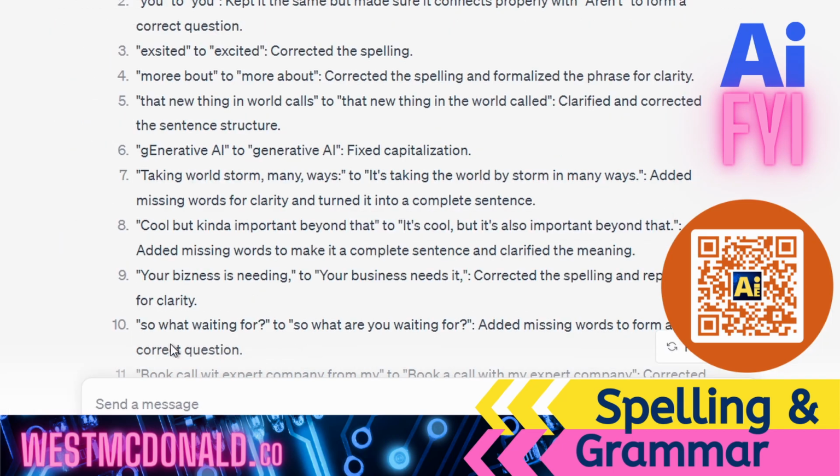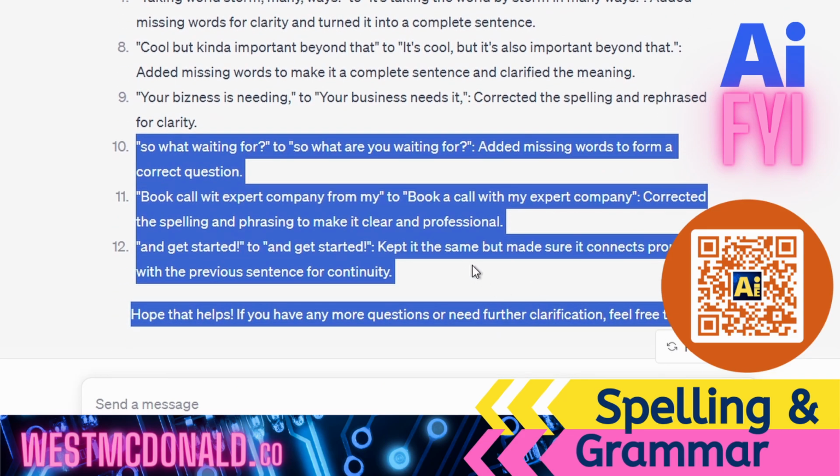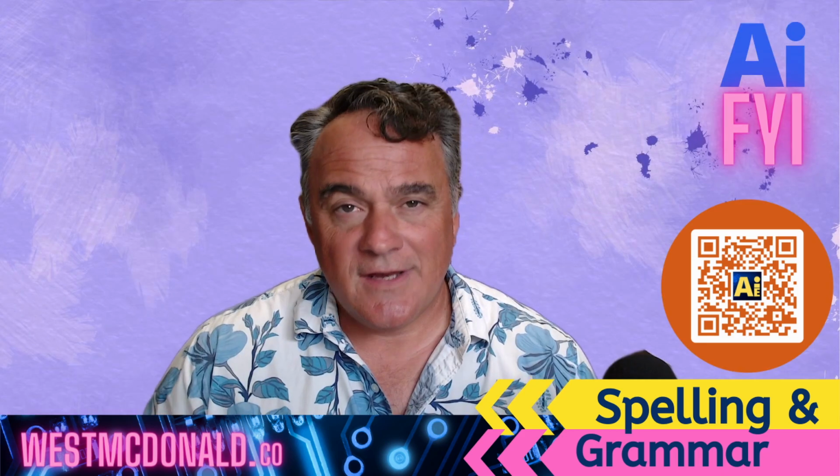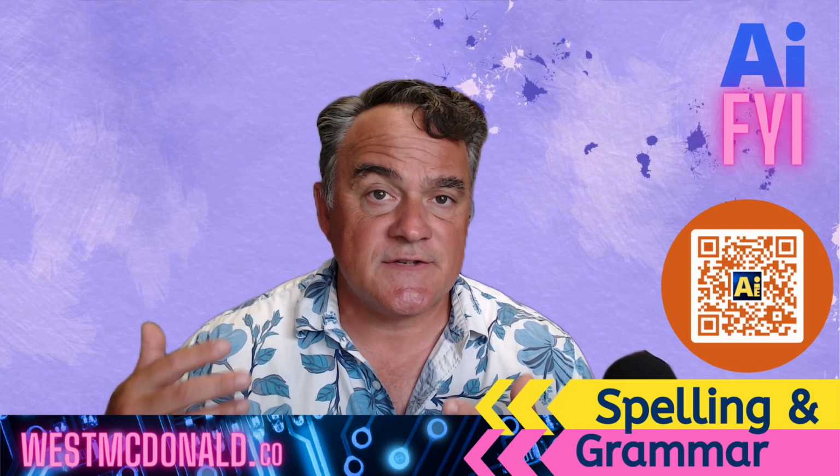And what I love is that when I asked, so what are you waiting for? It changed it, added missing words to form a correct sentence, and also corrected the grammar for certain things to make sure that there was continuity and flow. Even if you're the kind of person that doesn't want to use AI to do the writing, you can use it to make your writing better.